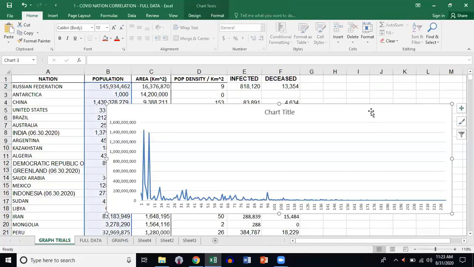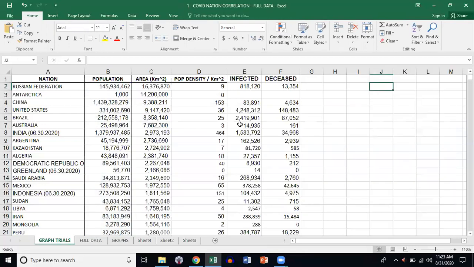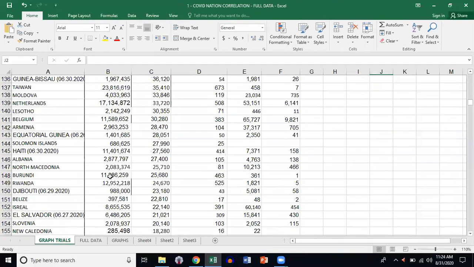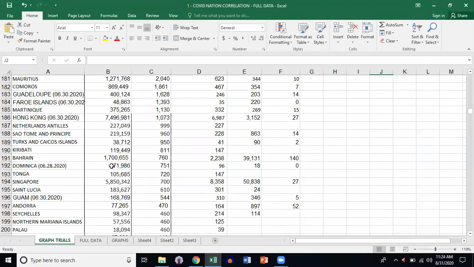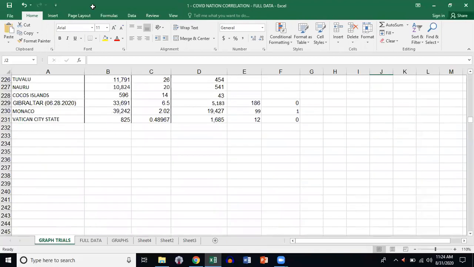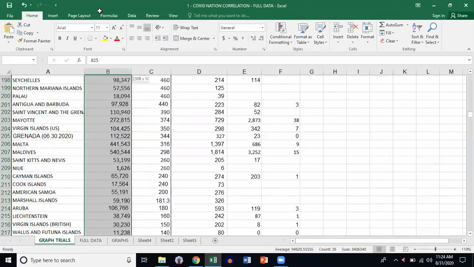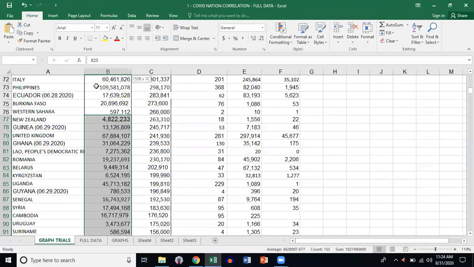Let me erase that graph. Yeah, I lost the sorting. I have to go back down again. That's why I say the mouse is useful here. Okay, from the bottom up, I'm now going to rank the population, the graph we just looked at.